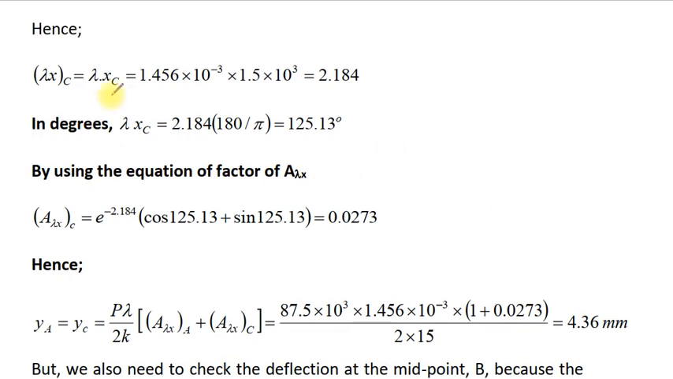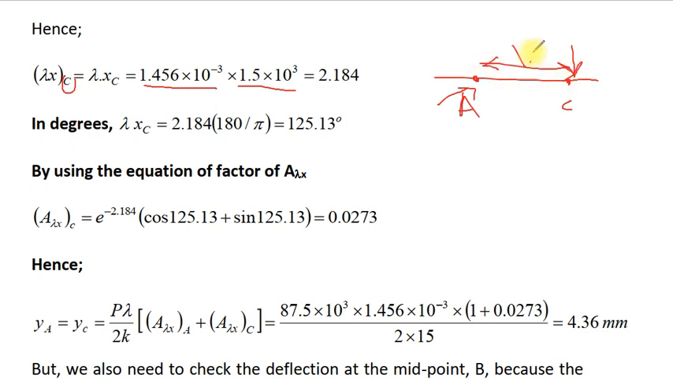So now we have to compute lambda x at C. Lambda x at C will be lambda multiplied by distance x between C and A. This is point A, and this is point C. We want to compute the deflection at point A, but due to the force at C. The distance here is 1.5 meter, so therefore we have to use x equal to 1.5 meter. Lambda x will be 2.184.